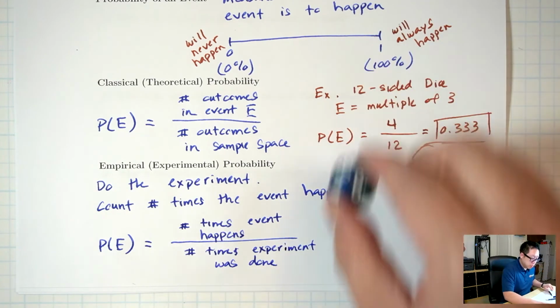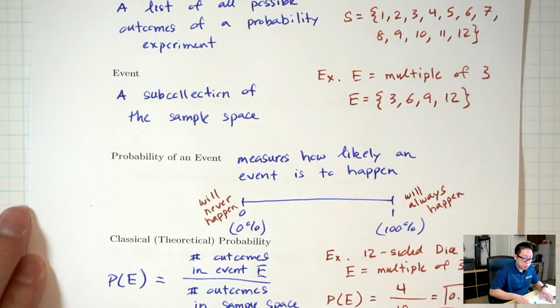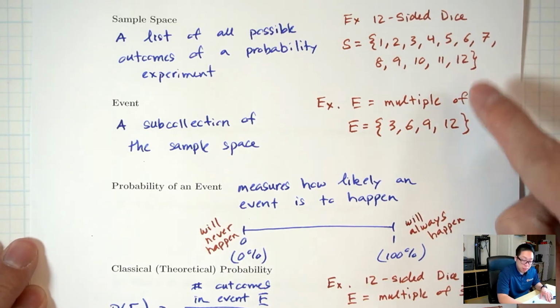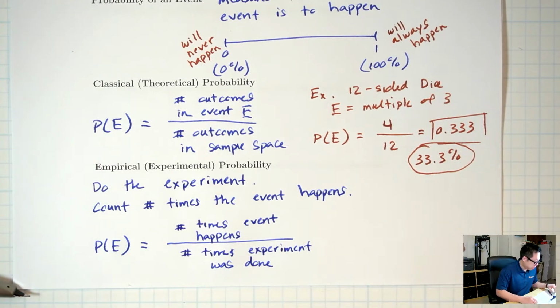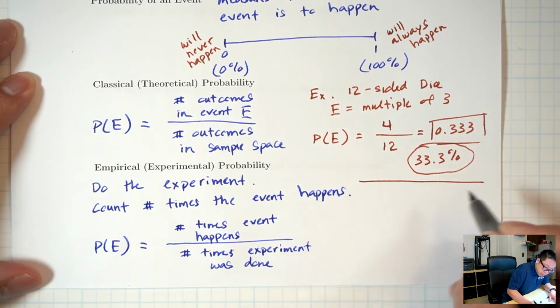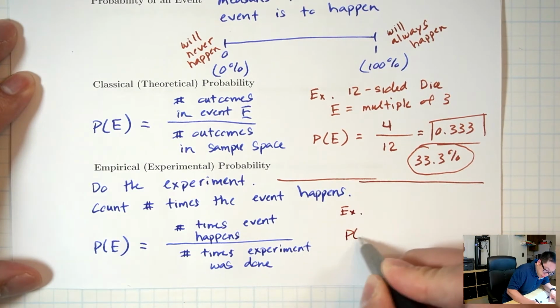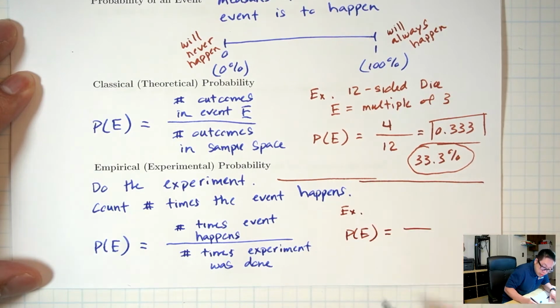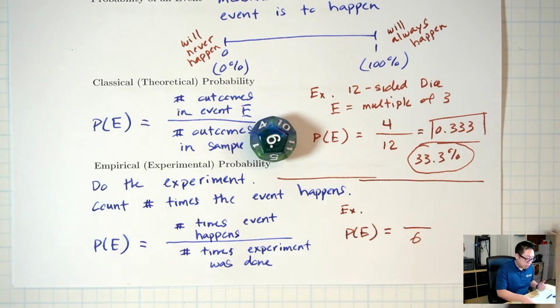Okay, so let's do the experimental probability of getting a multiple of 3. All right, so instead of counting sample spaces and events, I'm actually going to roll the dice. I'm going to roll it 6 times, and then count how many times I get a multiple of 3. So I know ahead of time, I'm telling you, I'm going to roll this dice 6 times, and we're going to count how many times we get a multiple of 3. Okay?